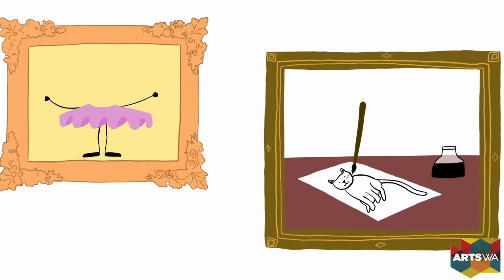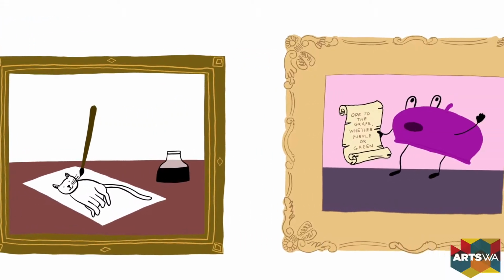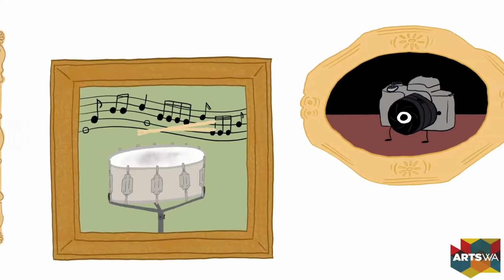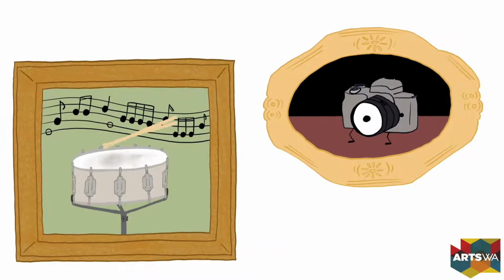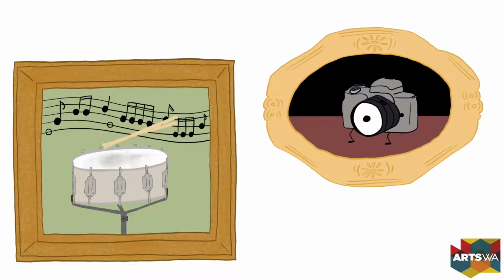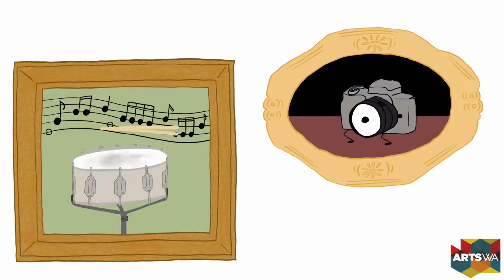Arts learning can include arts disciplines like theater, dance, visual arts, poetry, music, folk and traditional arts, and media arts. A line of picture frames with pictures, black masks, one frowns, one smiles, a ruffled pink tutu with arms and legs, a pen drawing a cat, a purple beret reading a scroll, drumsticks beating a drum, notes floating above, and an oval frame with a camera inside.